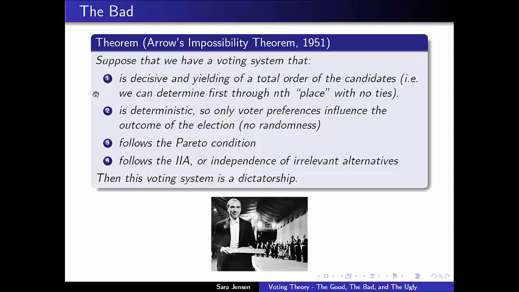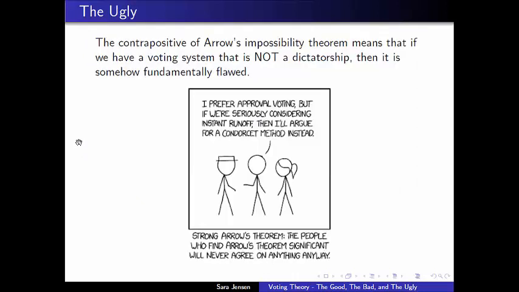We're going to have a voting system that fails to be decisive. We're going to have a voting system that fails to determine the outcomes based on voter preference alone. It might fail to follow the Pareto condition, or it might fail to follow the IIA. It's going to need to fail in at least one of these categories. It could fail in many of them. Or in other words, if we have a voting system that is not a dictatorship, it is forced to be fundamentally flawed somehow. That's the ugly truth of what we know to be a proven fact.